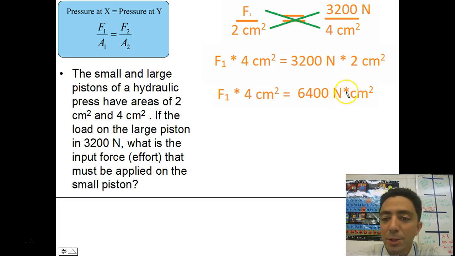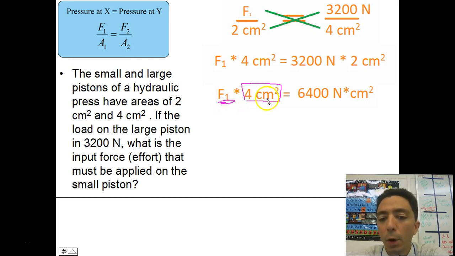Notice how my units didn't change. These don't cancel out when you multiply. In fact, they just multiply together. So my unit here is 6,400 newtons times centimeters squared. I will be getting rid of some of this in a little bit. Back to the other side, I still have F1 times 4 centimeters squared. I don't really need this 4 centimeters squared over here. I'm trying to get F1 by itself.